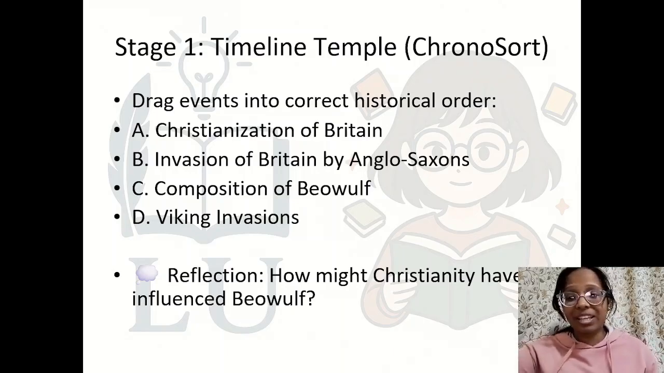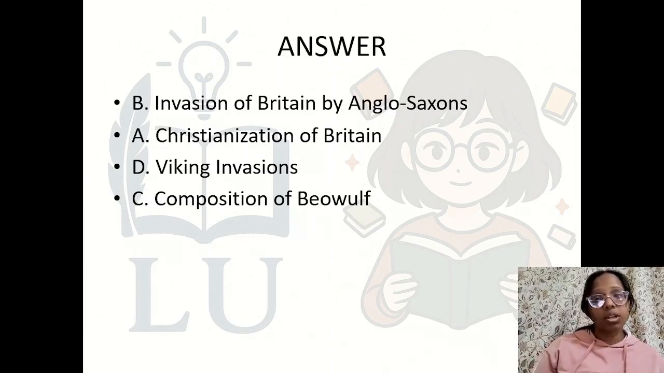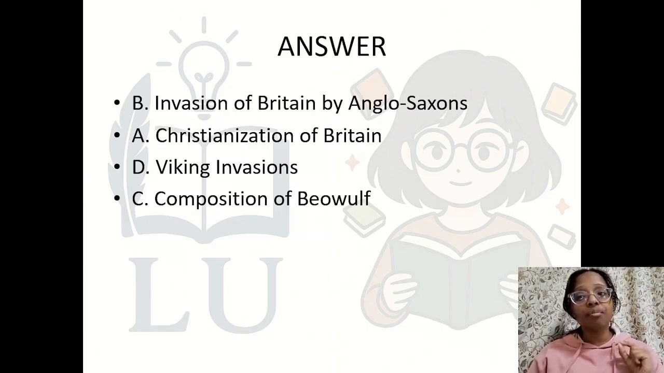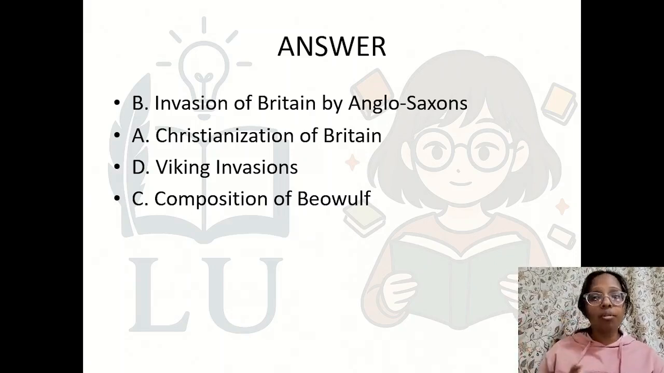Think chronologically, and the correct answer is Anglo-Saxon invasion, Christianity, Viking invasion, and finally the composition of Beowulf. Now, for the reflection question, you must remember, if you can recall from the previous videos, the poet was writing in a world wherein he was caught between 2 belief systems. The first one is fate, and the second one is divine. Fate representing paganism and divine representing Christianity.